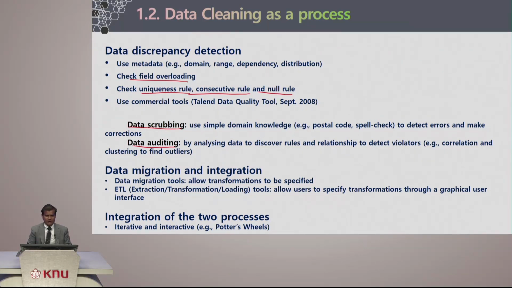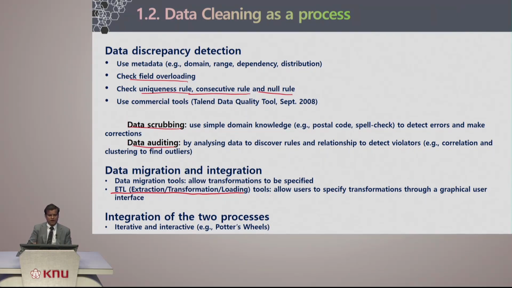Likewise, for data auditing, by analyzing data to discover rules and relationships to detect any violators, we can use correlation and clustering to find some outliers in the data and check if there is any violation. Data migration and data integration. So data migration tools allow transformation to be very specific, and the ETL, the extraction, transformation, and loading tools, allow the user to specify the transformation through a graphical user interface. So you can have a look at these tools like ETL tools. We are not going to consider this in our course.